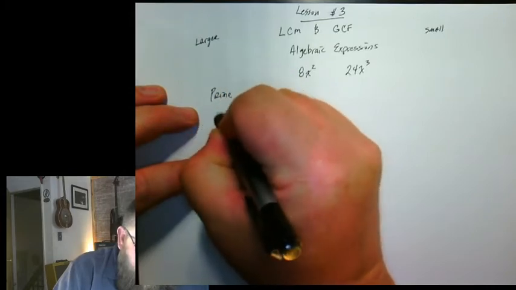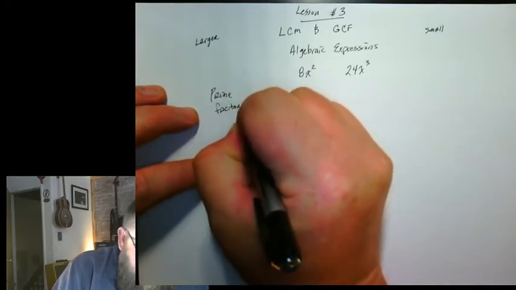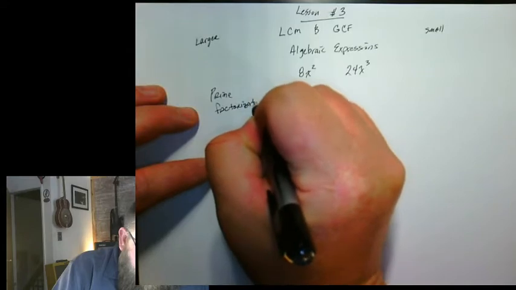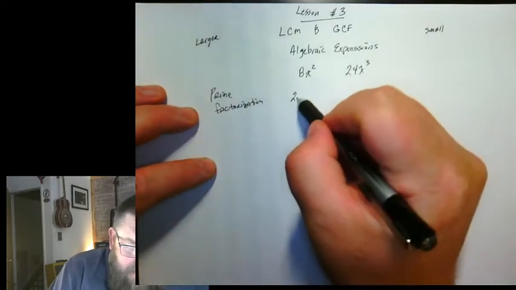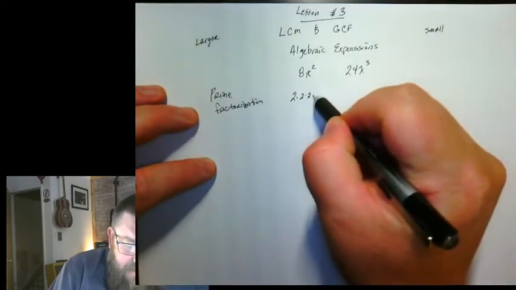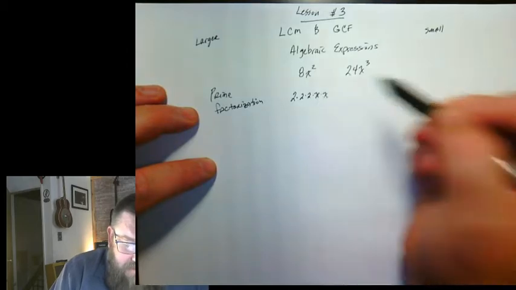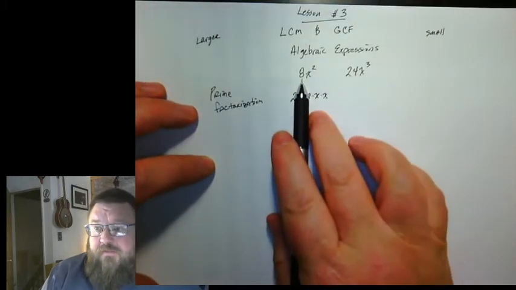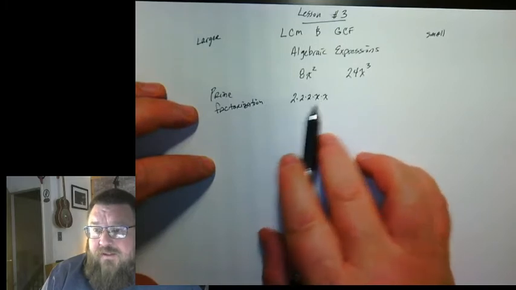Now, just like in the last lesson, your very first thing you want to do is the prime factorization of each of these. So 8x squared, well, 8 is 2 times 2 times 2. X squared is x times x, right? So if you break this down into its prime components, it's right there.